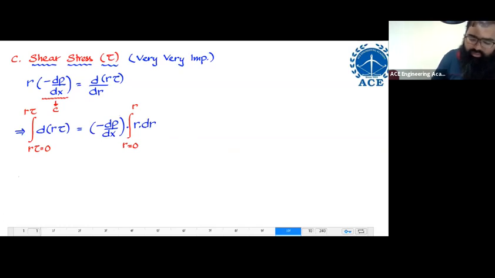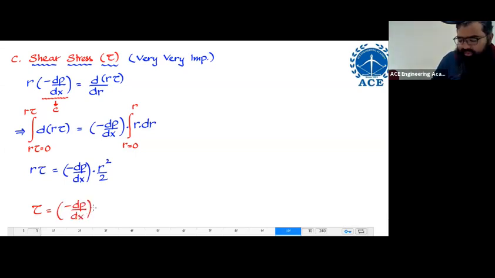If I integrate this, I'm going to get R into tau is equal to minus dp upon dx multiplied to R square by 2. Cancel one R and one R. You're going to develop the equation of tau now. Let me write in red. The equation of tau you are going to get is a very simple equation, and that is minus dp by dx multiplied to R by 2.